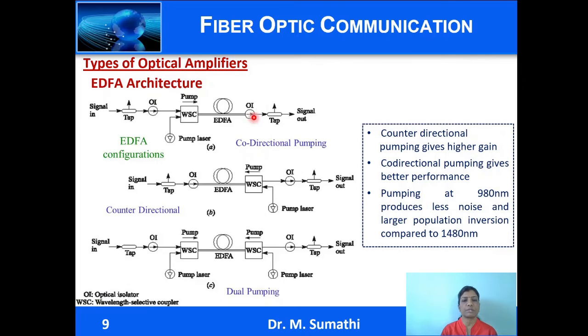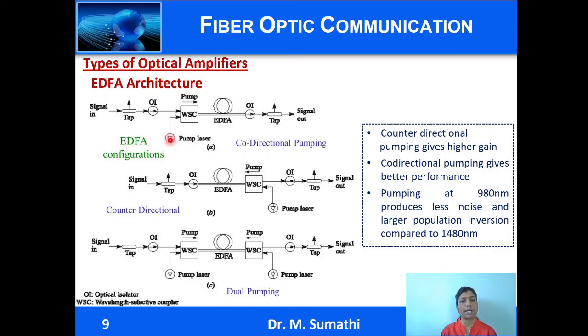An EDFA system consists of the basic erbium doped fiber amplifier of a certain length, and then couplers to couple the pump and the signal, and optical isolators, which prevent the signal from reflecting back into the system, and taps to tap a fraction of the input and output signals and to observe the amplification.